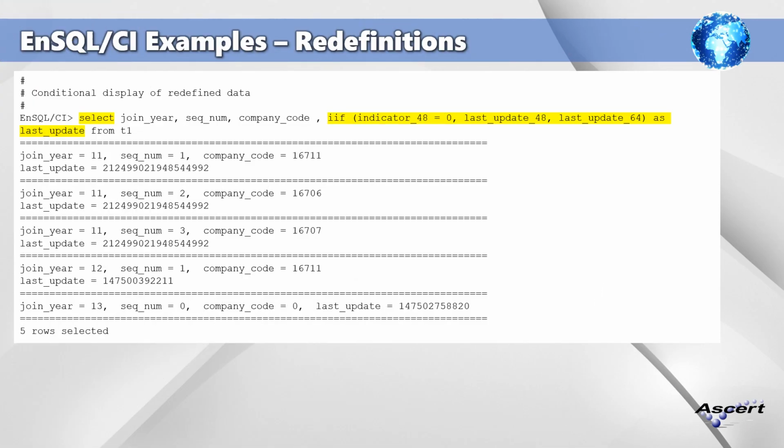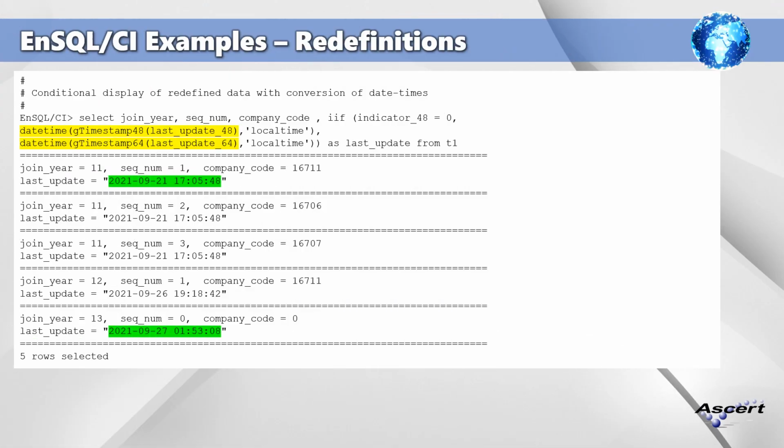To address this, we can use EnSQL's IIF function to indicate the conditions for displaying each column, by checking the value of the indicator 48 field. This demonstrates how field redefinitions can be handled and the data conditionally displayed. But in this example, the fields contain numerically coded dates, which are meaningless in their raw form. To resolve this, we can use other EnSQL functions.